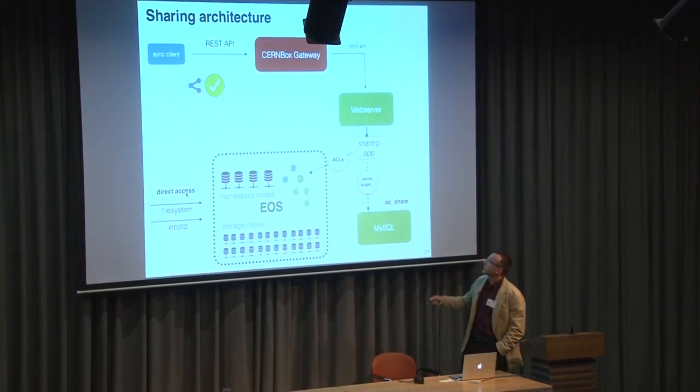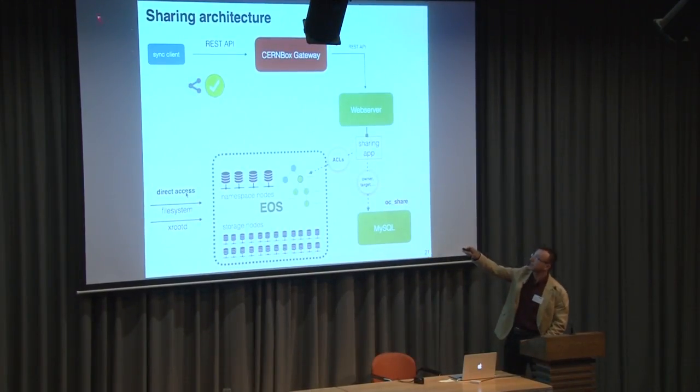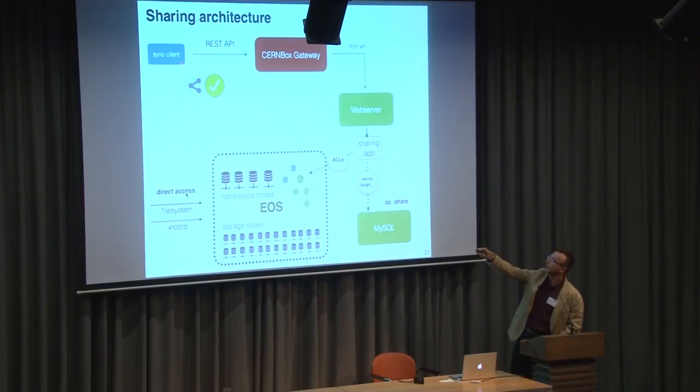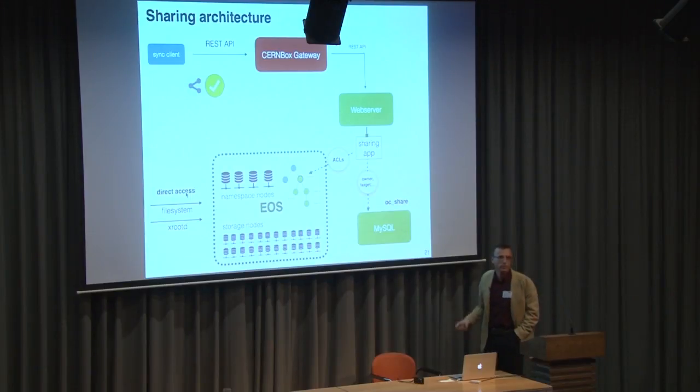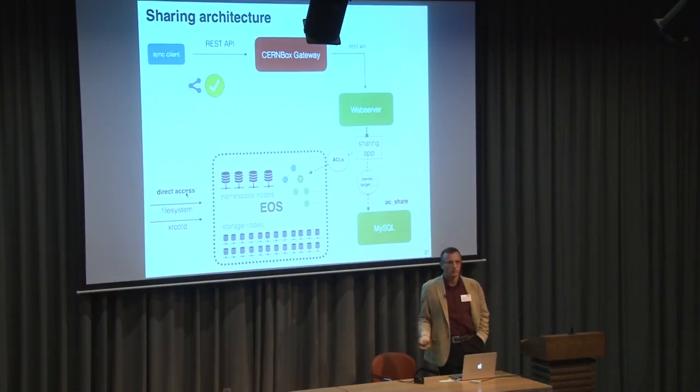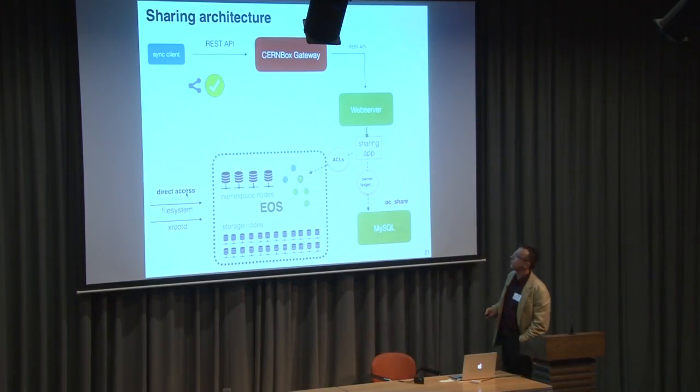So the sharing architecture works like this. The sync clients or any other clients use the REST API that goes to the web server. There's a sharing app, and this sharing app keeps track of the shares in the MySQL database in a table. Here we do not have particular scaling problems, because this is just tens of thousands of records. This is really very small.